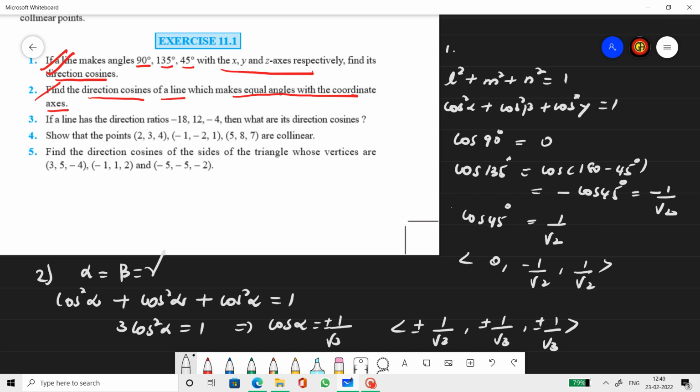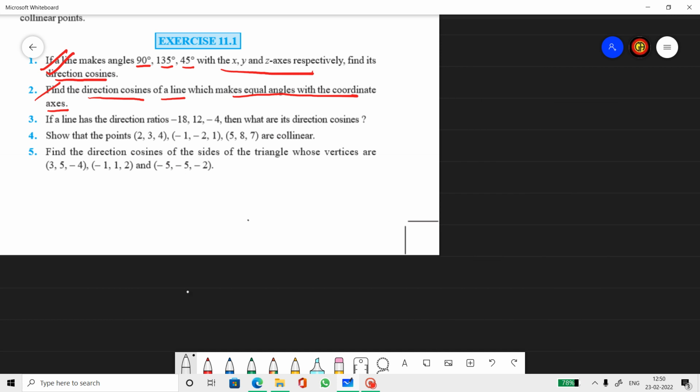Now let's see the third question. If a line has direction ratios minus 18, 12 and minus 4, what are its direction cosines? What are direction ratios? Direction ratios are nothing but the components of i, j and k. Correct? So, the third question.